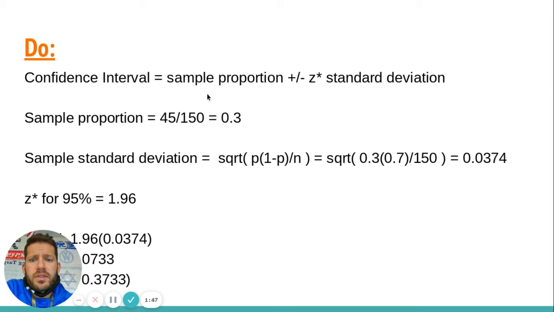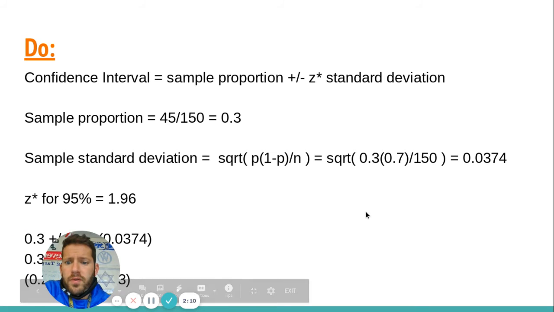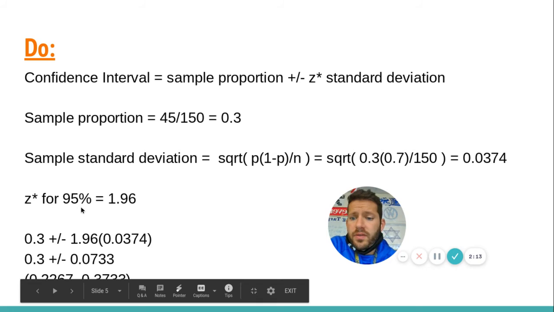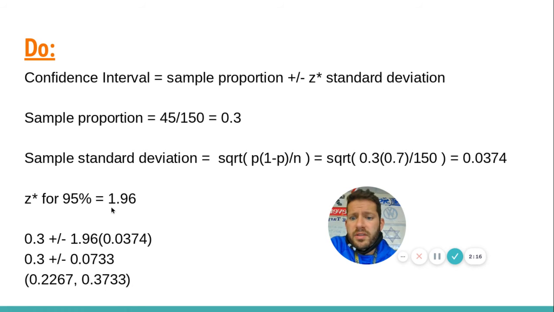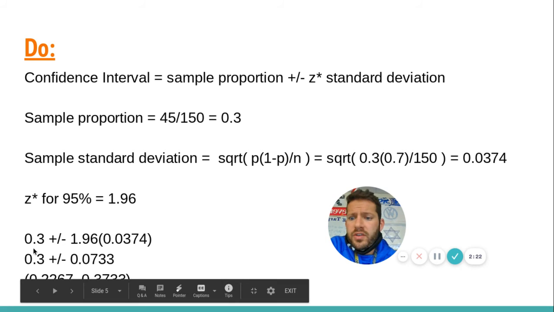We're going to find the confidence interval, take the sample proportion, add and subtract our critical z-score times our standard deviation. So sample proportion we had, that's my p hat, 45 divided by 150 is 0.3 still. Sample standard deviation, I need the square root of p times 1 minus p divided by n. So that's the square root of 0.3 times 0.7 divided by 150. And that gives me about 0.0374. My critical z-score for a confidence level of 95%, we can see that that's 1.96. See that from our table A, our z distribution table. So I'm going to take my p hat, add and subtract my critical z-score times the sample standard deviation.